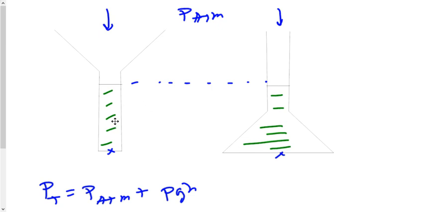As long as the heights are the same, no matter what shape the container is, the pressure has to be the same. Remember, the pressure at each location at this place is all the same. At this place, it's all the same. At this place, it's all the same. Because, again, rho g h governs what the pressure is.